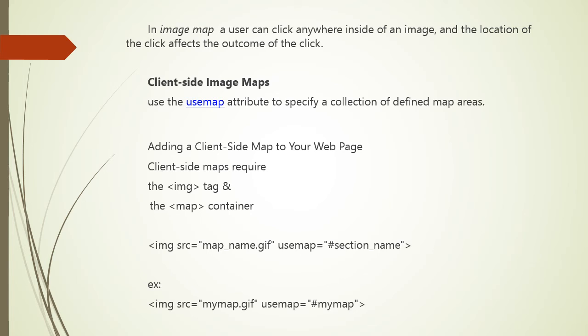Consider the client-side image map. The typical client-side way of creating an image map is to use the usemap attribute to specify a collection of defined map areas.